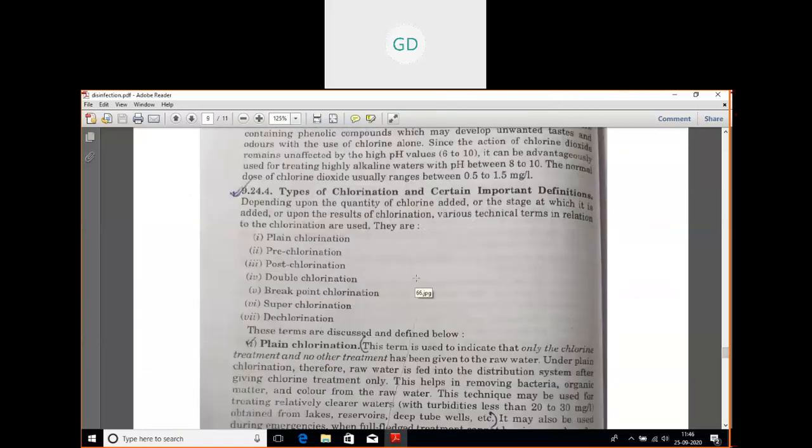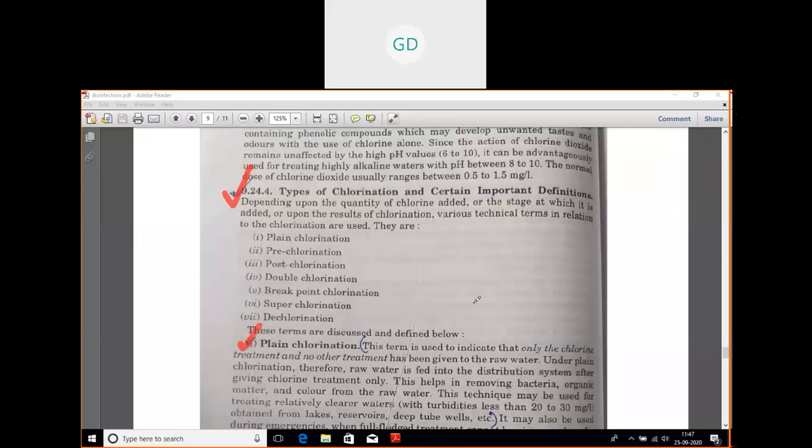Okay, now this is important. Types of chlorination is important: plain chlorination, pre-chlorination, post-chlorination, double, breakpoint, super, and dechlorination. Okay, so what is plain chlorination?